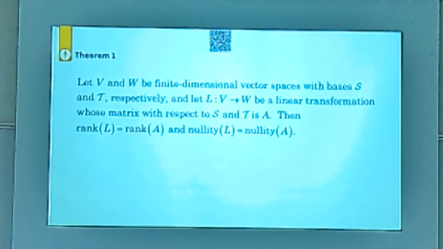Now that kind of just says what I just said. As long as V and W are finite dimensional vector spaces with ordered bases S and T respectively, and L is a linear mapping from V to W whose matrix is A, then the rank of L is the rank of A, and the nullity of L is the nullity of A.